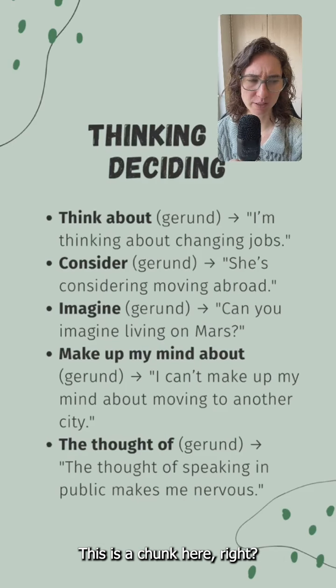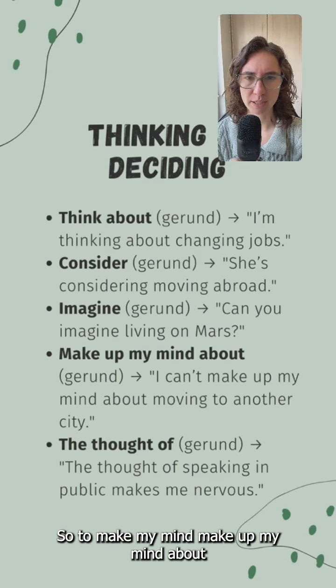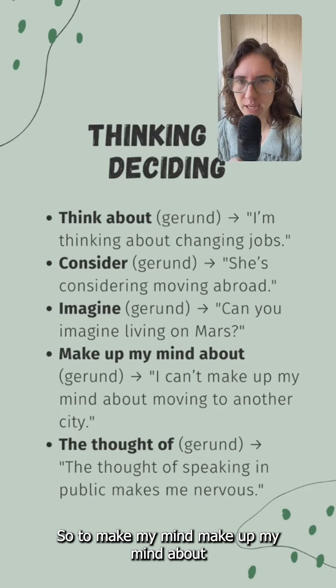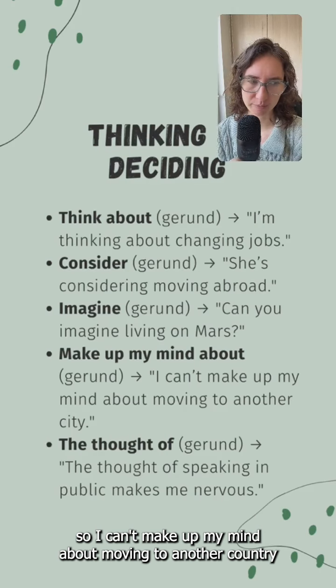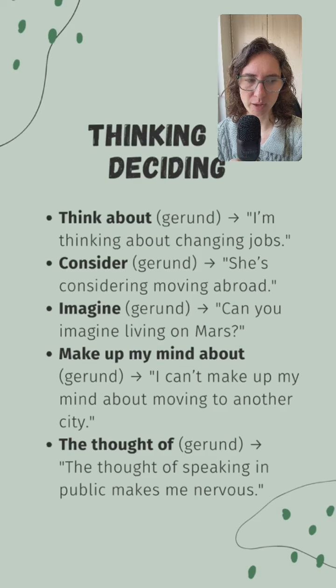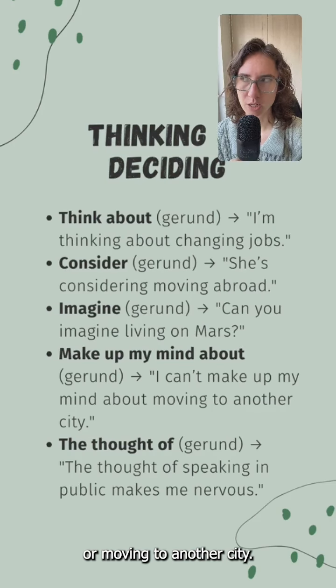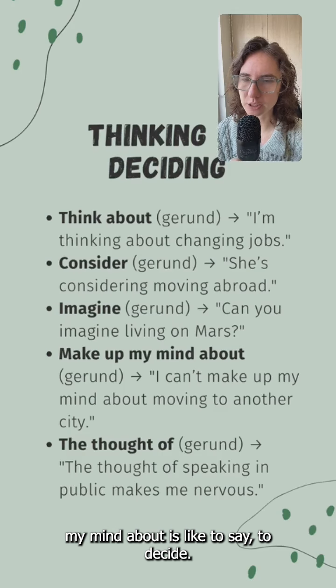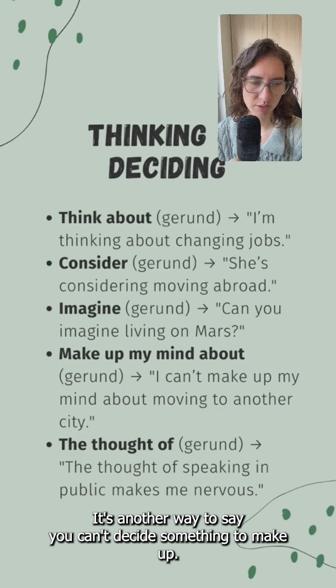But for the most part, the most common one in terms of frequency is going to be think about. I'm thinking about going to the park. I'm thinking about what he told me earlier. We're usually going to use think about when you're just literally doing the action of thinking.